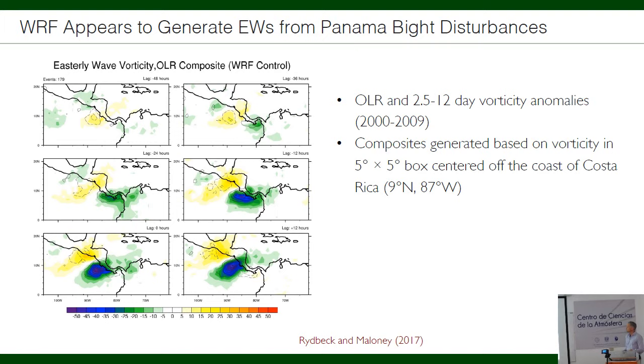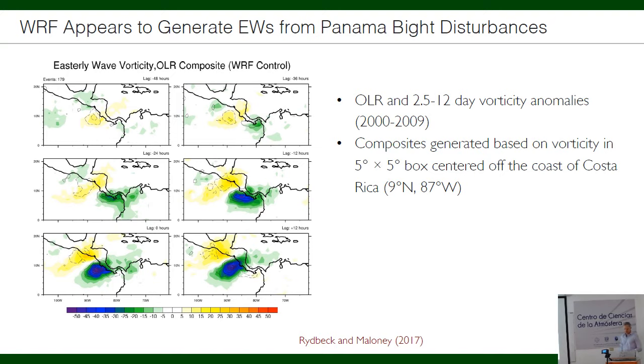Okay, just to show you that this model does produce reasonable-looking easterly waves, this is like the observational plot that I showed before, but for the model. You get generation first of disturbances in the Bight of Panama that then move off towards the west, and then they gain a tilted structure as they get into the Papagayo Jet region here. So they look like disturbances that we actually see in observations.